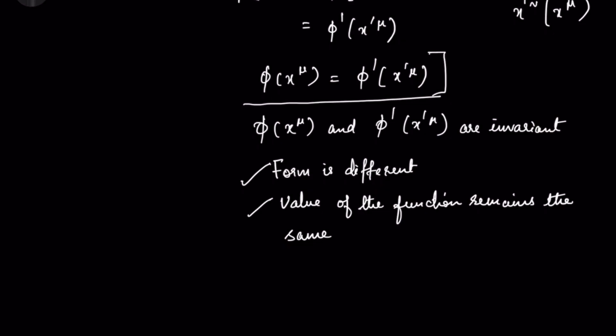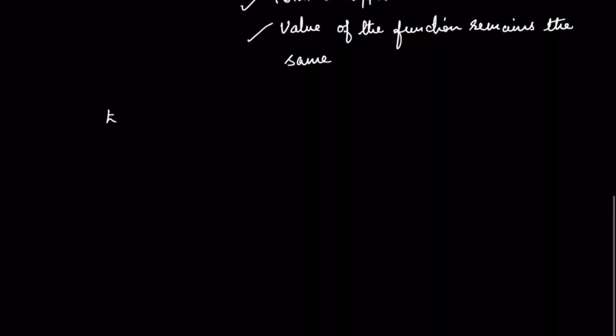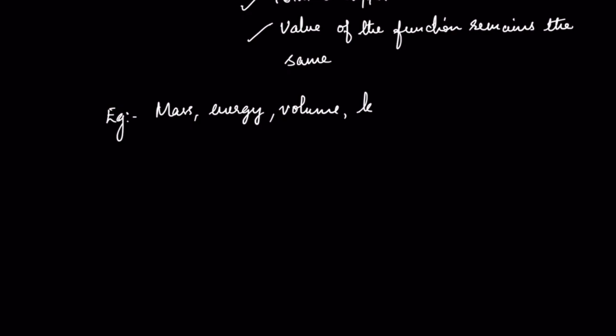For example, the physical quantities like mass, energy, volume, temperature, density. Density in the sense mass density, mass by volume, right? So all these are scalar quantities. Scalar quantities can be described by one number, and this number does not depend on the coordinate system. It is invariant. Similarly, we know vectors. So next we have vectors.